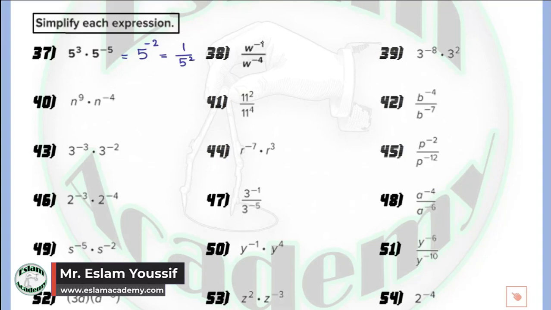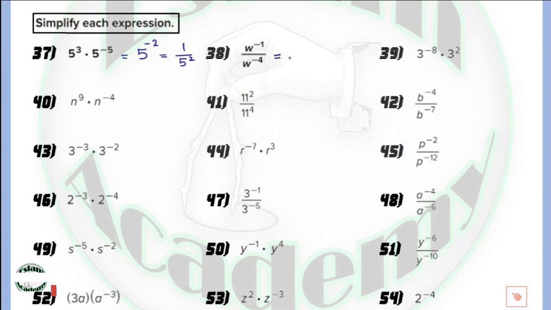Again, we have w to the power negative 1 over w to the power negative 4. So it will be equal to: we will write w. Because we will divide, we'll subtract the powers. Negative 1 minus negative 4 will be equal to 3. The power is positive, so it will be the simplest form.